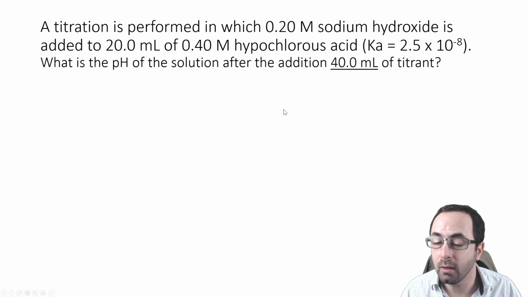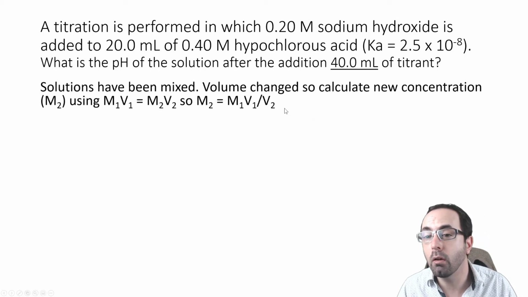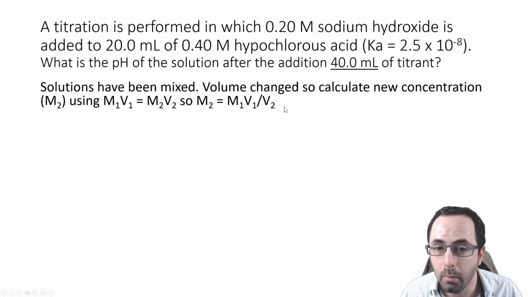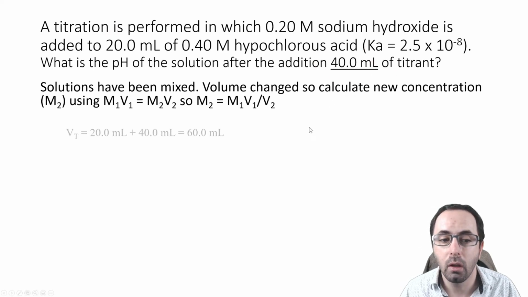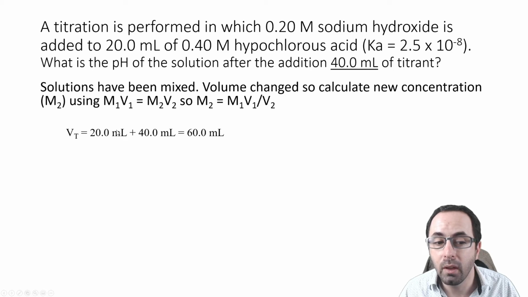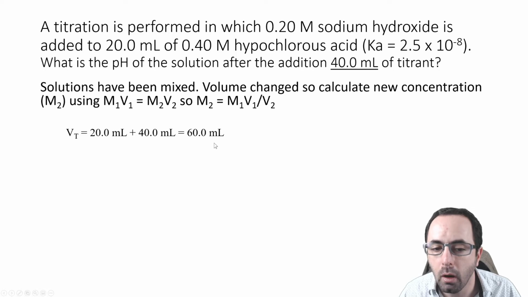So our first step is the stoichiometry. We have to figure out what the initial volumes of the sodium hydroxide and the hypochlorous acid are. Just like last time, we're going to find the molarity of each of these, hypochlorous acid and sodium hydroxide, by taking M1 times V1 over V2. And V2 is our total volume of the initial acid solution plus the titrant. So our total volume this time, V2, is 20 milliliters of the hypochlorous acid plus 40 milliliters of the sodium hydroxide titrant. We have a total volume of 60 milliliters.